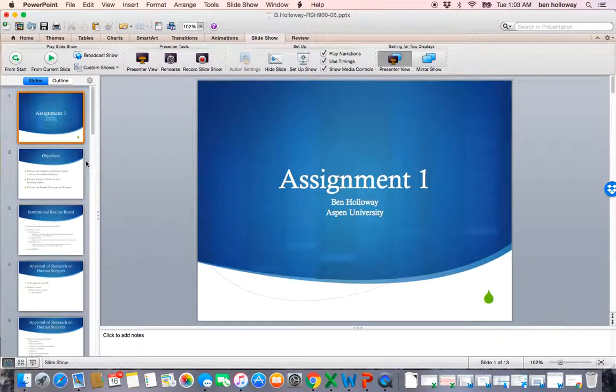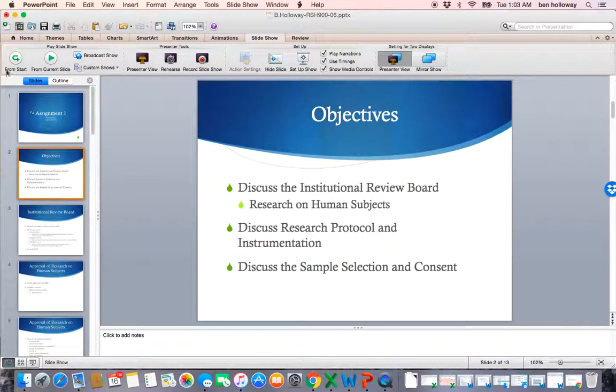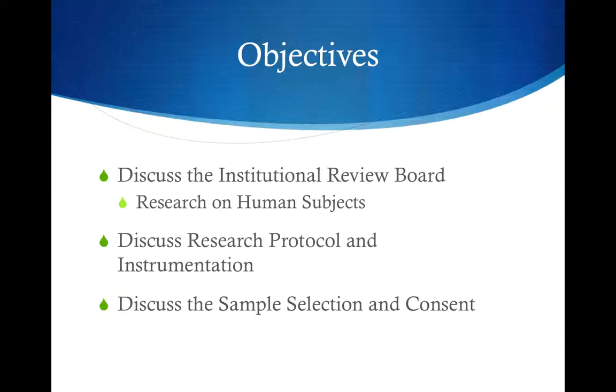We're on assignment 1 for module 6 here, RSH900. The objectives of this participation are to discuss the institutional review board, and specifically their research on human subjects. Discuss the research protocol that goes along with this, and the instrumentation that you would utilize to do these studies, and then discuss the sample selection and getting consent from different populations, that kind of stuff.